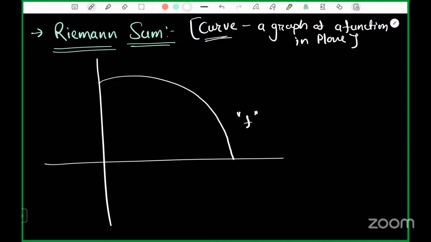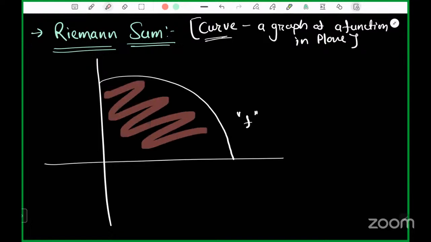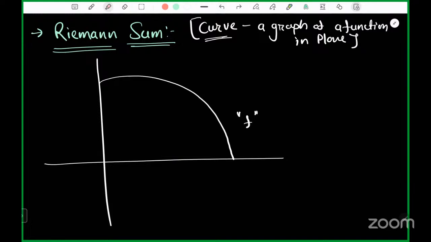So suppose I have a curve here, or a graph of function f here, and I want to find out what the enclosed area here is. That means I want to find the value of this particular area. So our idea is to decompose this area into some known areas. We know how to find the area of a rectangle, so I'll try to decompose this area into several rectangles.